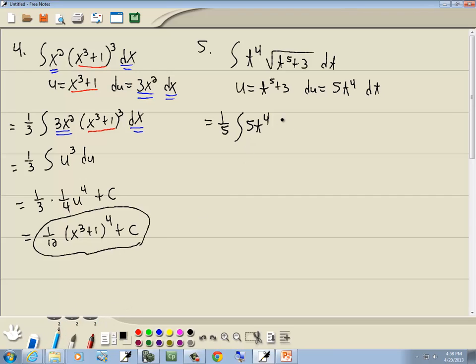There you go. And then I'm going to go ahead and write this in rational exponent form. So it's t to the fifth plus 3 to the 1/2 dt. Okay, t to the fifth plus 3, t to the fifth plus 3, those match. 5t to the fourth, 5t to the fourth, dt, dt, those match. So this becomes 1/5, and we replace this with u. So this is u to the 1/2. And we replace 5t to the fourth dt with du.